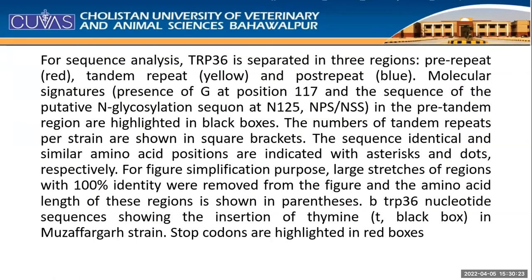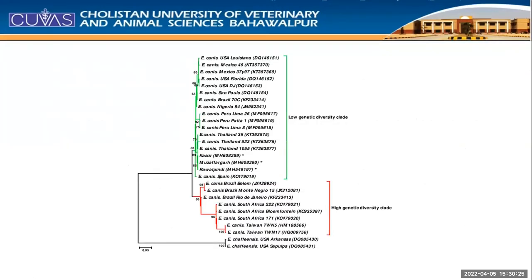The phylogenetic analysis reveals that our sequences, represented by asterisk signs, collected from three different regions of Pakistan are correlated with low genetic diversity clades, while the other sequences that were collected from GenBank were correlated with high genetic diversity clades. Ehrlichia chaffeensis from USA was used as an outgroup for the formation of the phylogenetic tree.